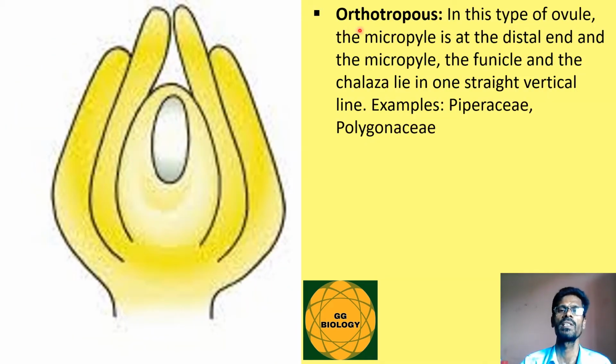The first case is orthotropous, whereby the micropyle lies at the distal end, and the chalaza and the funicle lie in a vertical straight line. Such a type is called the orthotropous type of ovule. This can be seen in the examples of the Piperaceae and Polygonaceae families.